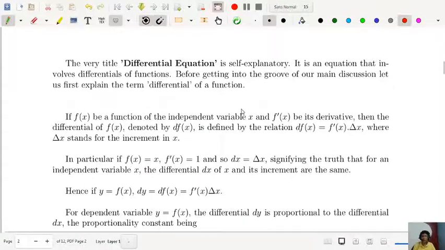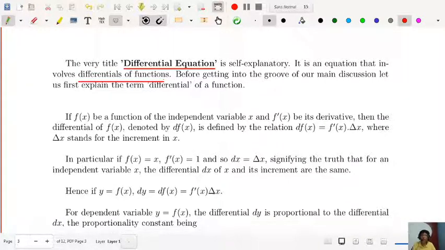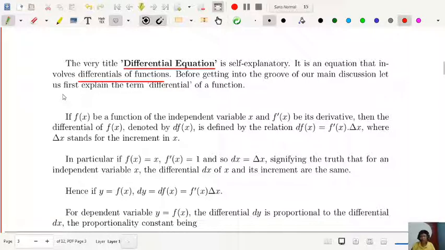Let us now come to the next part. The very term differential equation is self-explanatory. It is an equation that involves differentials of functions. If I say one word, what do you mean by differential equation? It is self-explanatory because it is an equation that involves differentials of functions. So before getting into the groove of our main discussion, let us first explain the term differential. What do you mean by differential of a function? Let us first describe that.